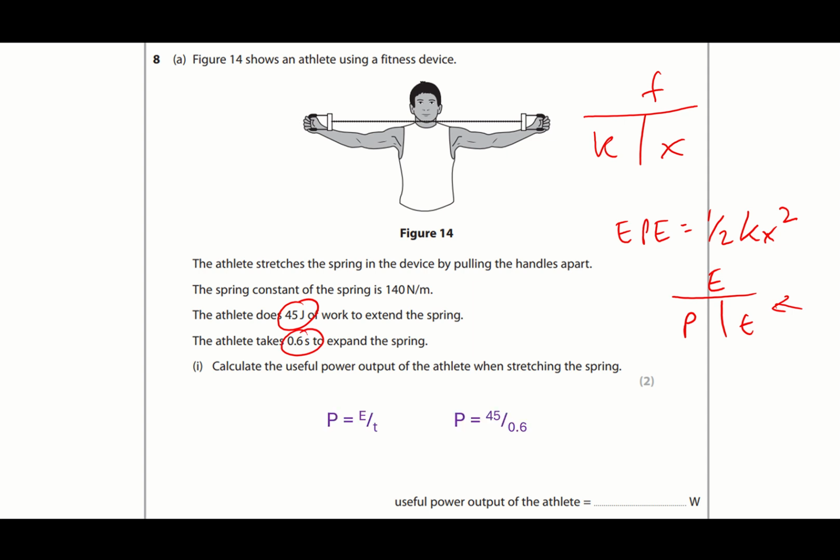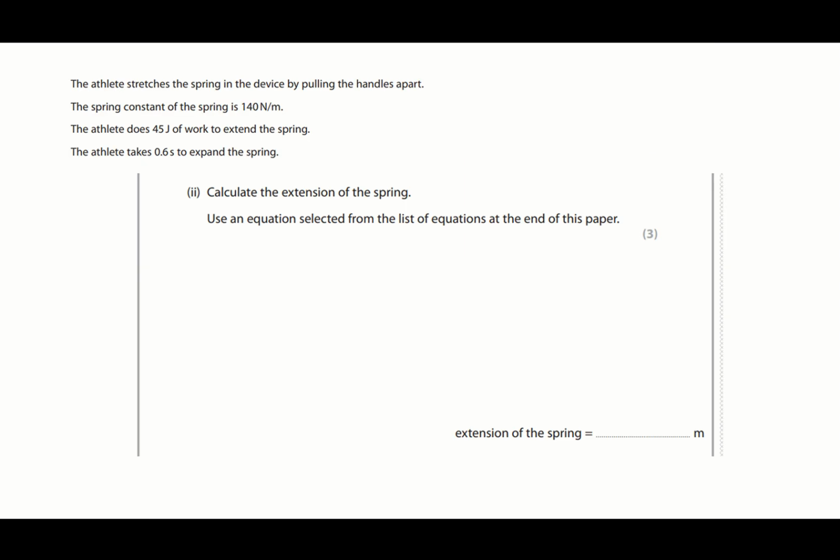So P equals E divided by t. 45 divided by 0.6 equals 75 watts. 2 marks. On to the next part. I'm guessing we're going to be messing with that spring now. So calculate the extension of the spring, and we've got the energy.